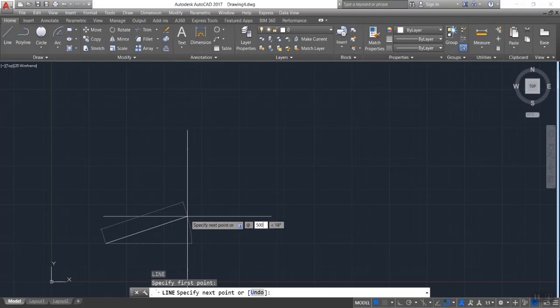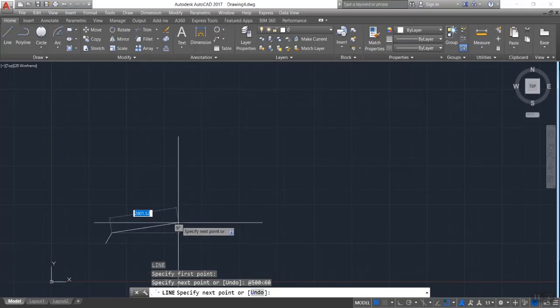The comma is used only when x coordinate and y coordinate have to be mentioned. In this case, no commas, just open bracket, and the line is set, and the angle I need to mention. Let's say I need 60 degrees, so 60, enter. So from 0, at 60 degrees I got a line of 500 units.